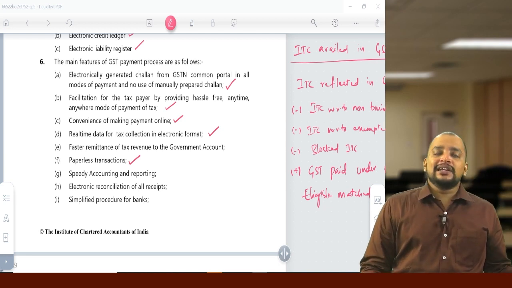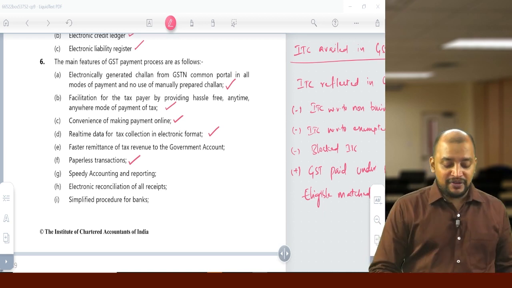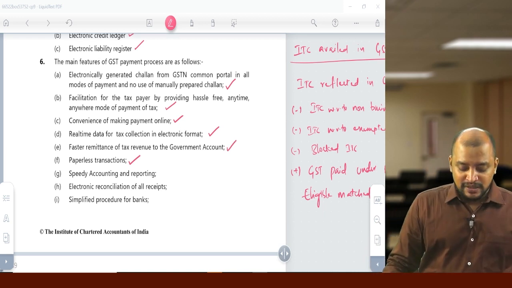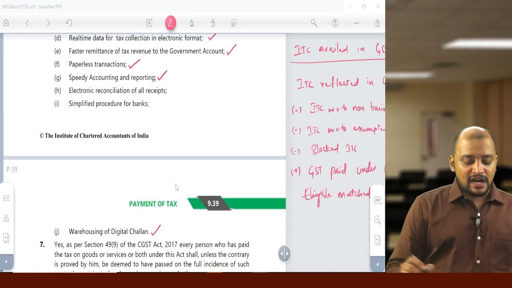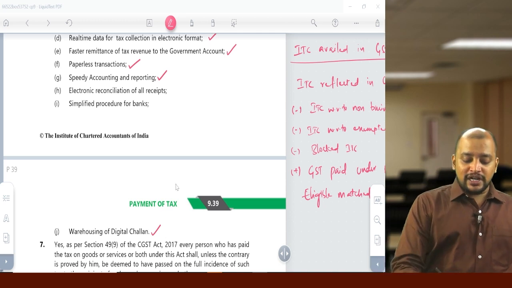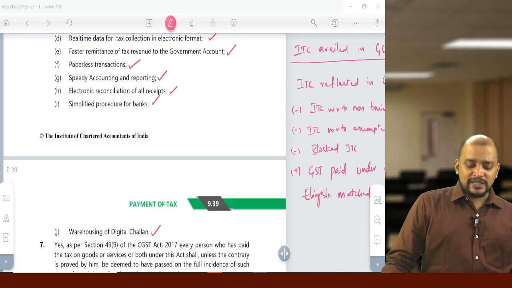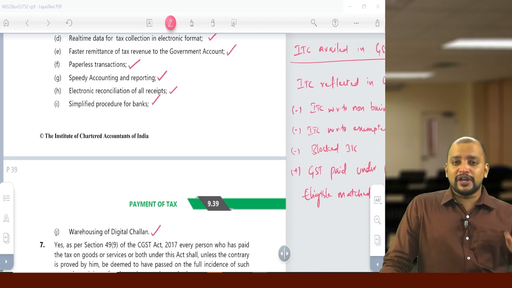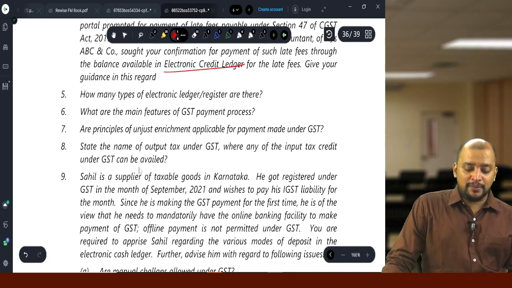Previously, we would make the remittance, but it would reach the government late. But now there will be faster remittance because the payment is made online. Because of all these things, there will be speedy accounting and reporting, electronic reconciliation and simplified procedure for the banks. You don't have to write this many points. Any 5 or 6 points if you write, that will be sufficient. So, features of payment process.